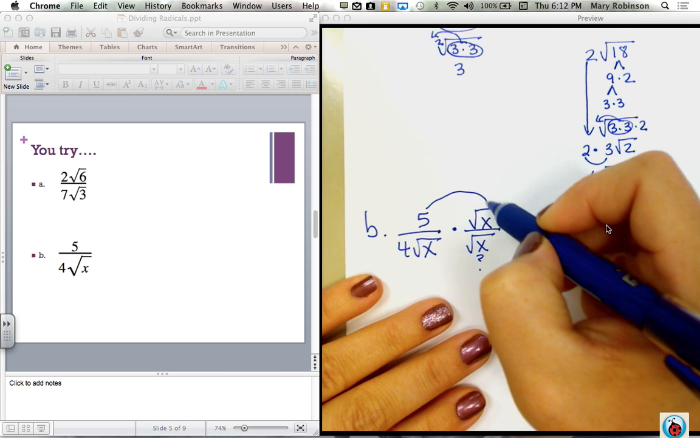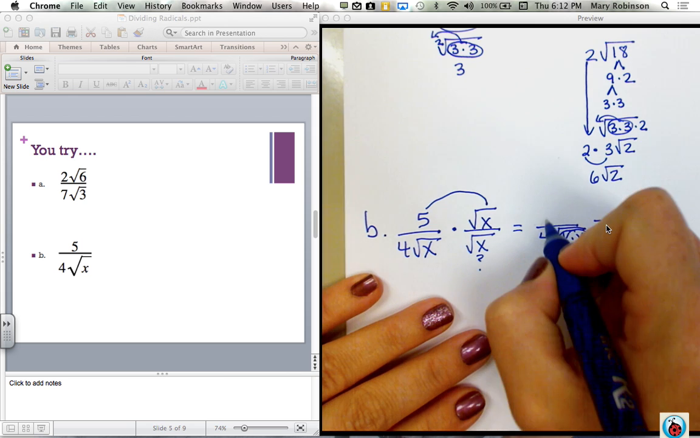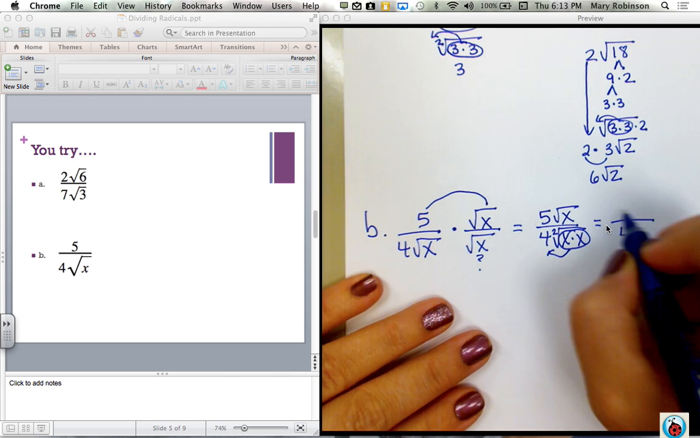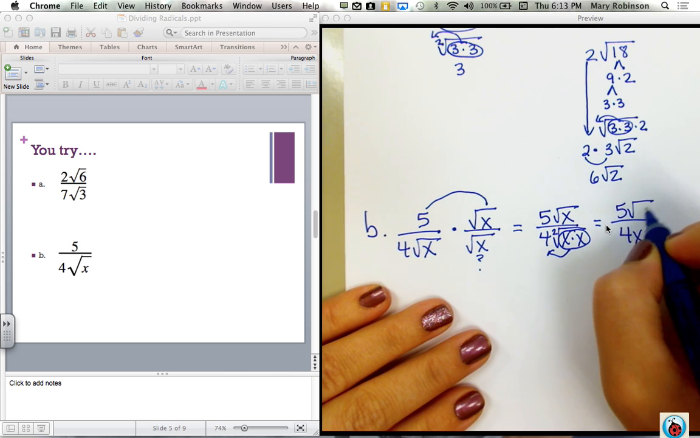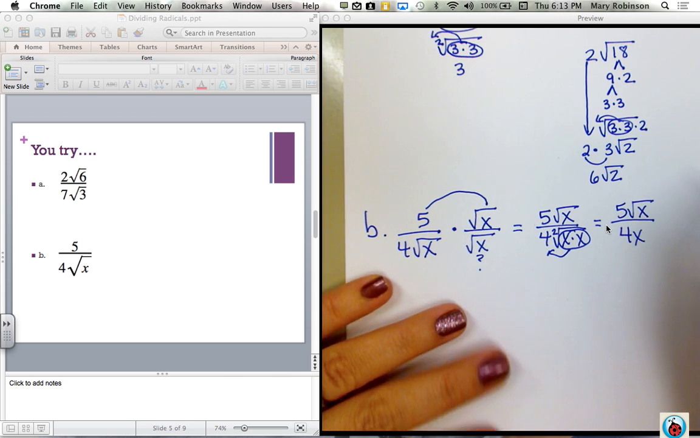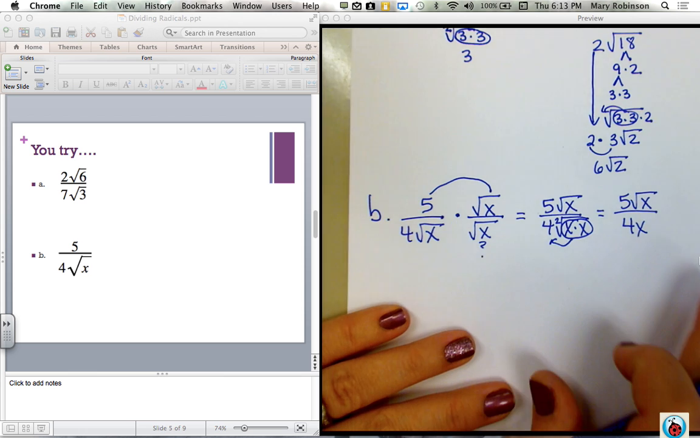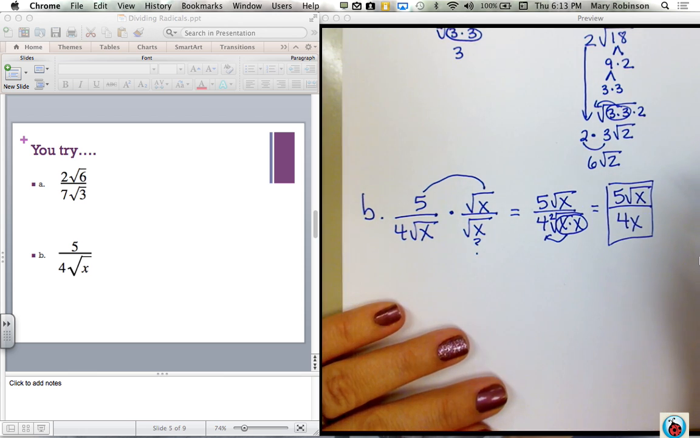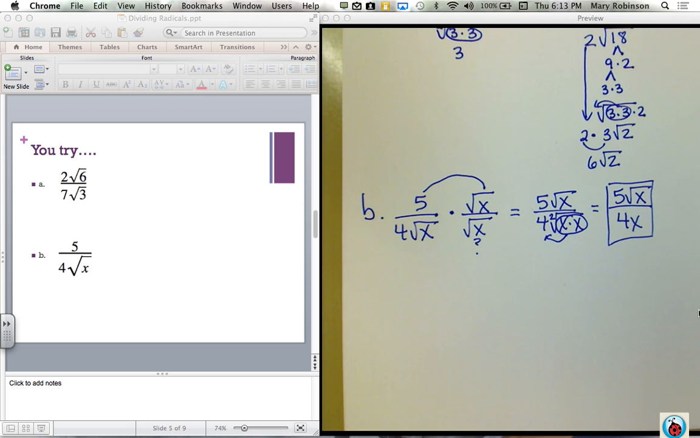And then I simply multiply my numerators. So that gives me 5 square root of x. And then I'm going to carry this over because I cannot further simplify it, leaving me with 5 square root of x divided by 4x. And we will stop there.